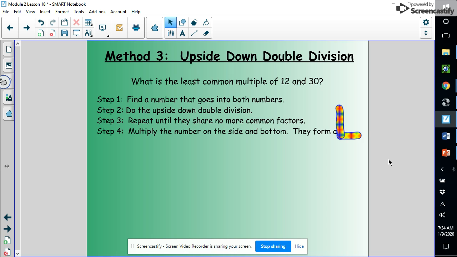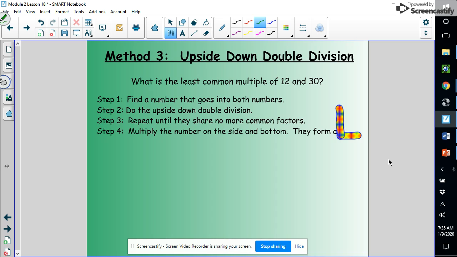This video is how to find the least common multiple, or the LCM. So I'm looking at the least common multiple. I want to find the smallest number that is a multiple of two or more numbers. Remember, multiples are something that makes the numbers bigger. Like my multiples of 10 are 10, 20, 30, 40, 50, 60, 70, and so on.